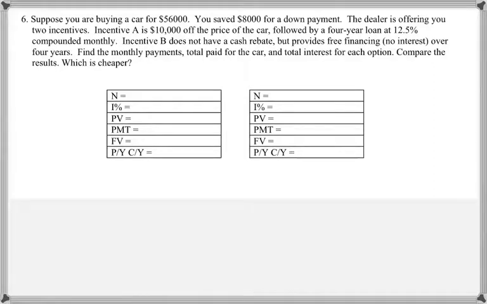Suppose you are buying a car for $56,000. You saved $8,000 for a down payment. The dealer is offering you two incentives.